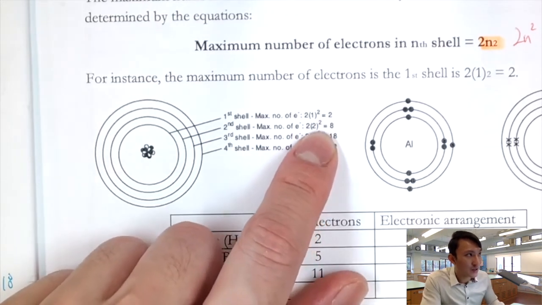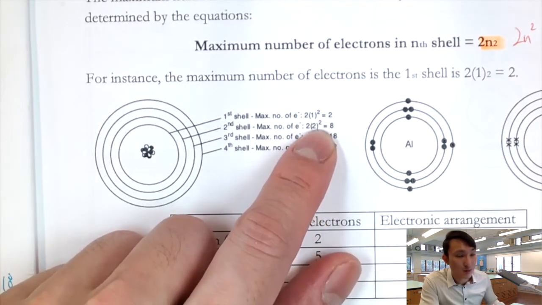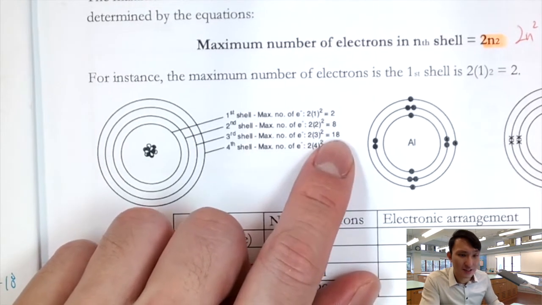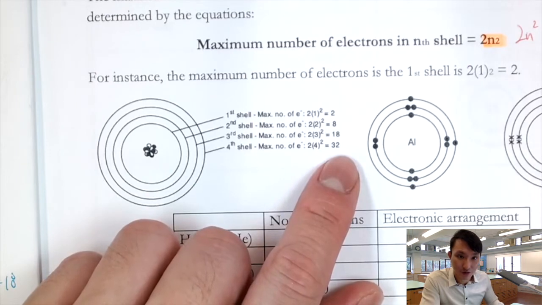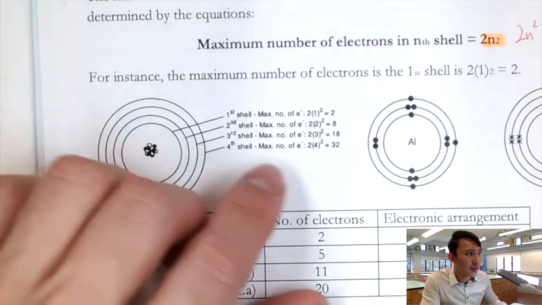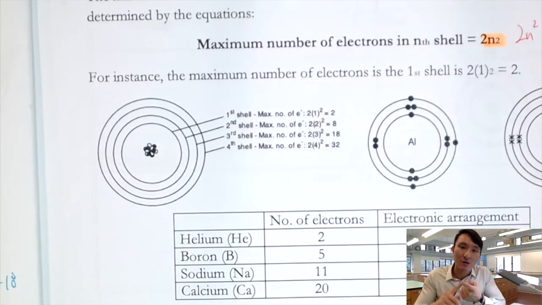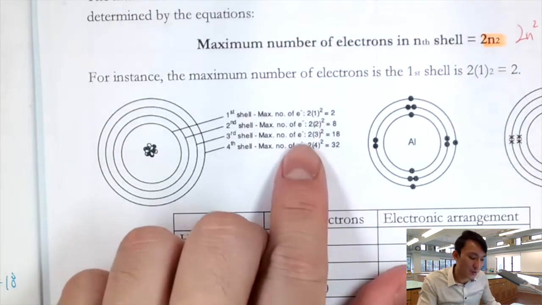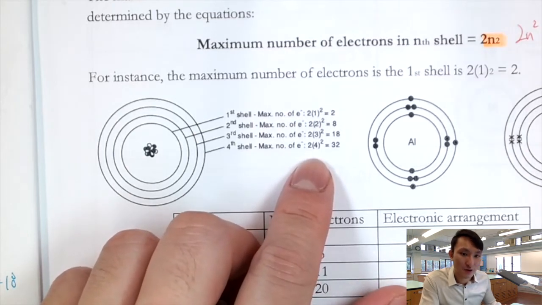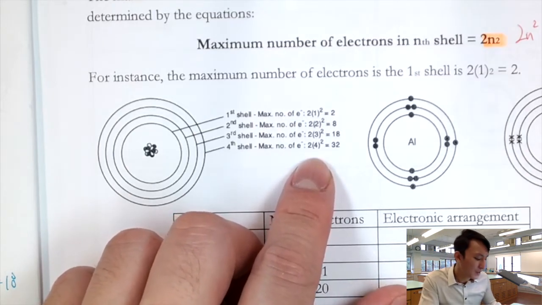The second shell, on the other hand, you substitute 2 into n. We get 2 times 2 squared equals 8. That means in the second shell we can put at most 8 electrons. The third shell will be 18 electrons. The fourth shell will be 32 electrons, and so on. So when electrons are assigned to the electron shells, first of all, it has to follow the inner shell first, and then move on to the outer shells. And secondly, we have to pay attention to the maximum capacity of each shell, the maximum number of electrons each shell can hold.